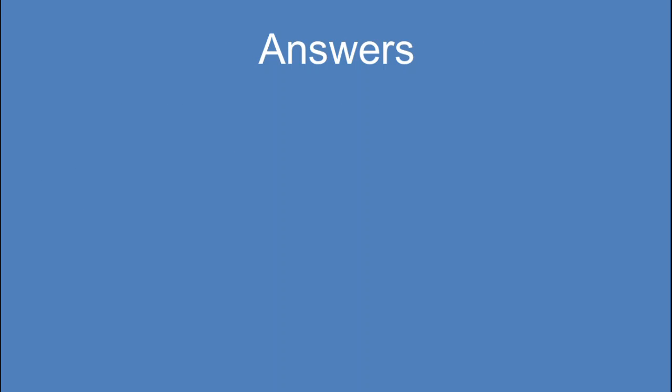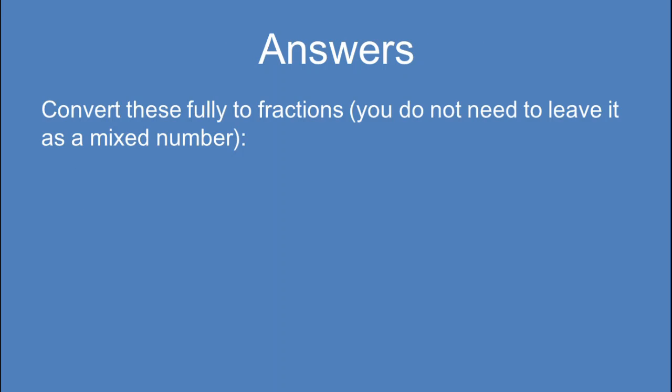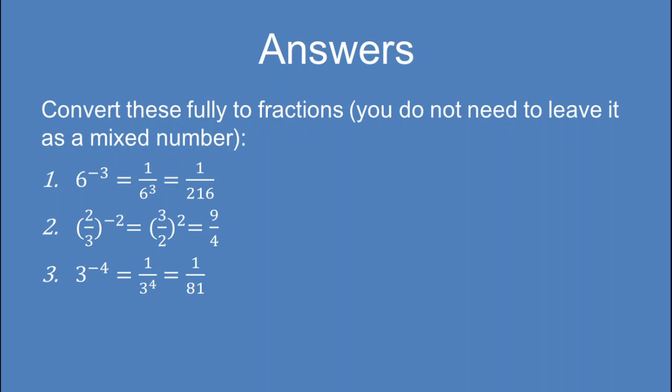Now, here are the answers to the questions. For question 1, it's 1 over 216. For question 2, it's 9 over 4. For question 3, it's 1 over 81. For question 4, it's 5 over 6. The steps show how to get to the answer.